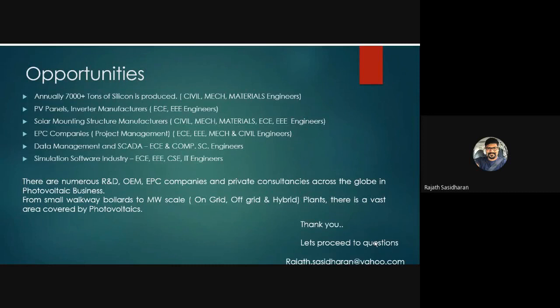Opportunities. Well, one of the prime things that goes in a solar panel is silicon, and silicon is again a mined mineral. So roughly 7,000 plus tons of silicon is produced. So civil engineers, mechanical engineers, material engineers are all required in that part of the field. But it's in general, because it's not exclusively for photovoltaics. It's for all inverters and mobile phones and computers and whatever electronics, you need silicon.